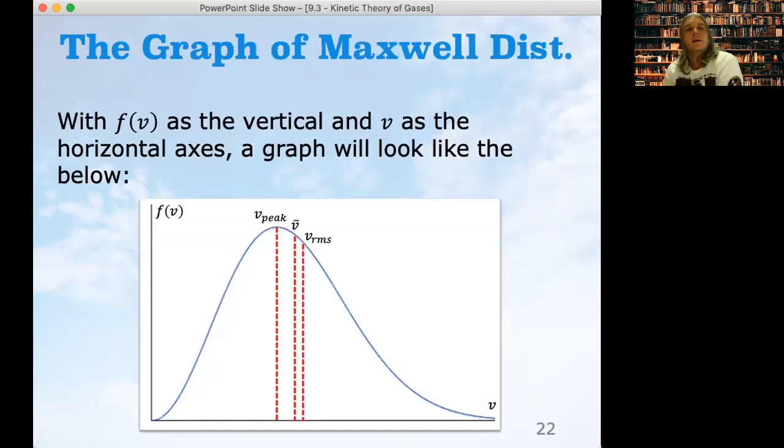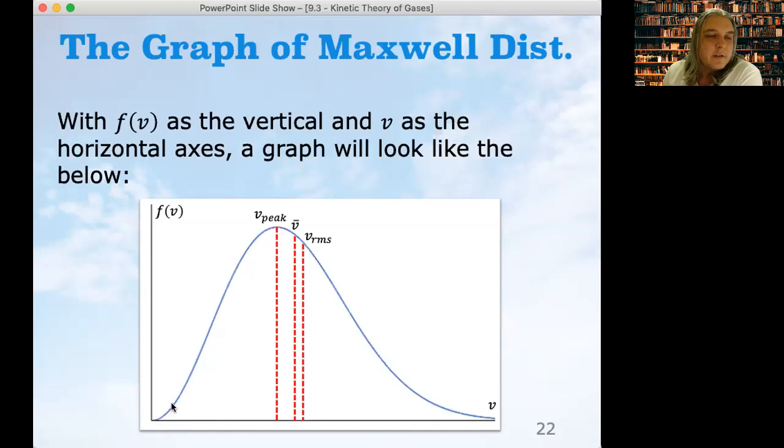It looks something like this. The exact shape will vary depending on the properties of the system, but it'll always look something like this. A couple of points to note: when you get down to 0 on your velocity axis, you'll have to be at 0 on f of v because you can't have any particles below 0. Actually, right at 0 it will be 0. You can't actually have any that have exactly 0 velocity. They'll always have to be moving with some finite velocity, even if it's tiny.